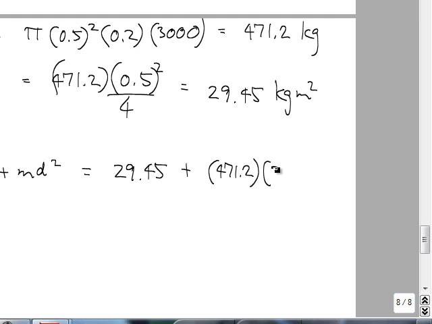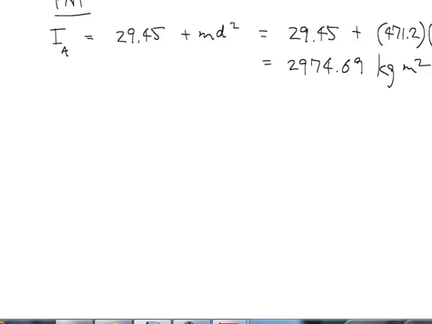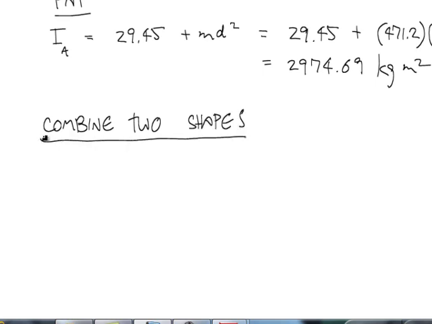So now combine the two shapes. And you get that the total moment of inertia about A is 25,600 minus 2974.7, which is 22,625.3 kilogram meters squared.